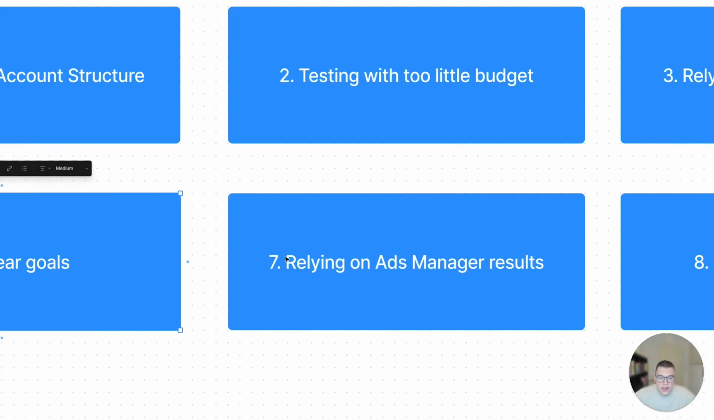Number 7, relying on Ads Manager results. This one might be a bit controversial because obviously also third-party tracking data is not the most accurate, but I tend not to look very much at the Ads Manager results because I look at the overall store results, especially if I'm working with stores.